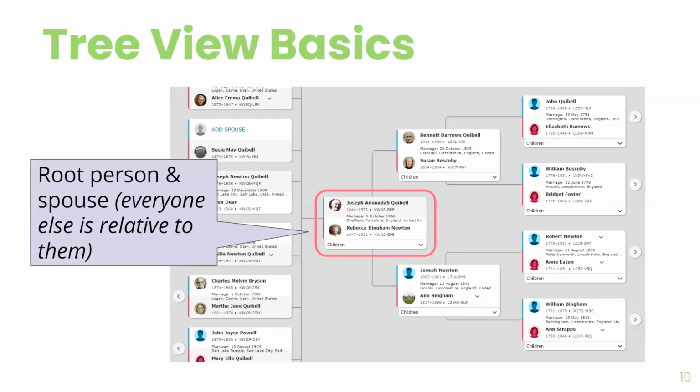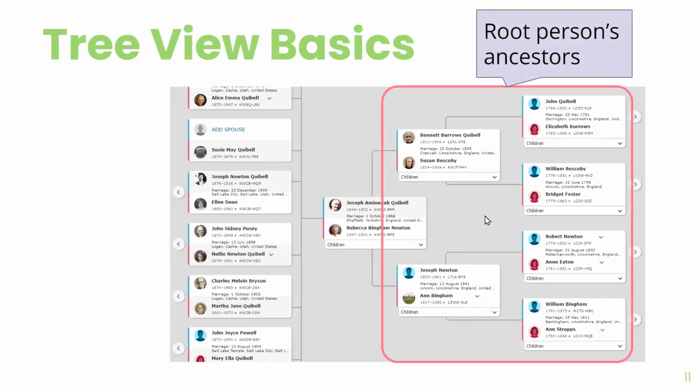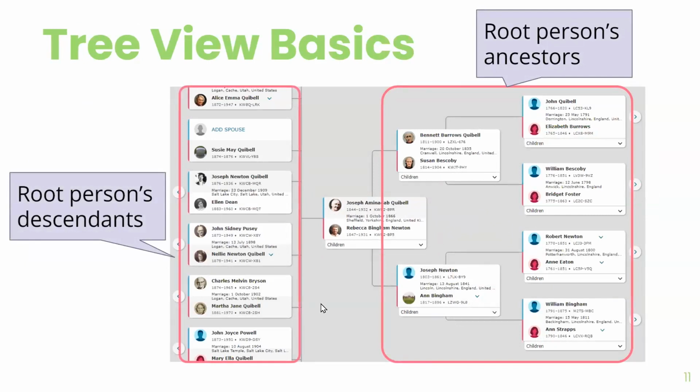Well, in order to navigate, it's helpful to understand the concept of a root person. Every chart will have one. And basically, it just means that there is one person or couple to whom everything else in the chart is relative. So, for example, here we've got Joseph Aminadab Quabell and his wife Rebecca Newton as the root couple. Then their ancestors are displayed on one side and their descendants are displayed on the other side, but everybody is relative to this root couple.